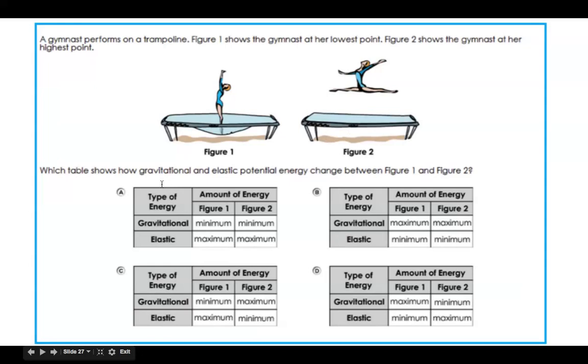So take a moment and see if you can figure out which chart shows that during Figure 1 you have less gravitational potential energy but more elastic energy, and then shows that in Figure 2 you have more gravitational potential energy but less elastic energy.